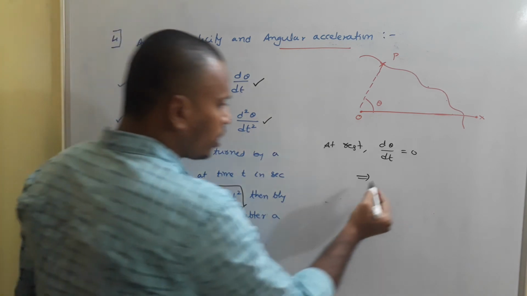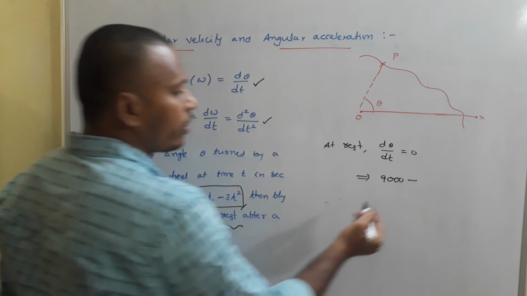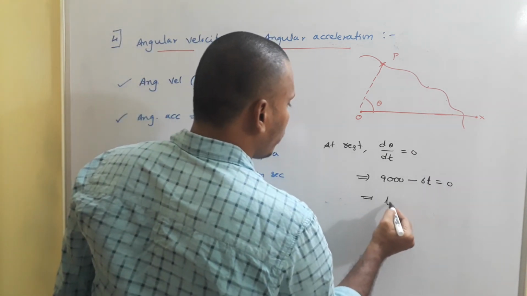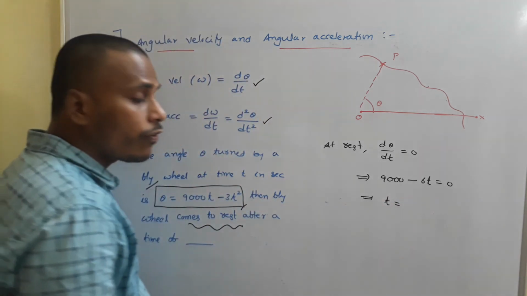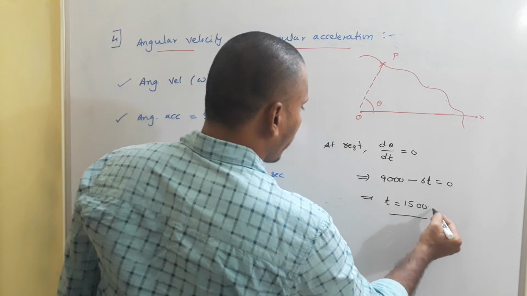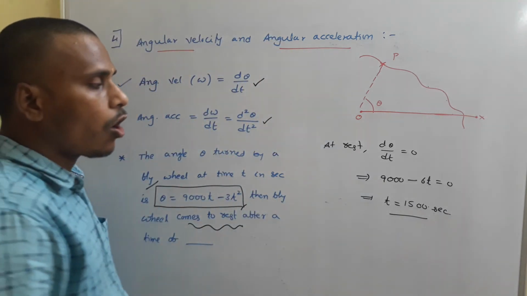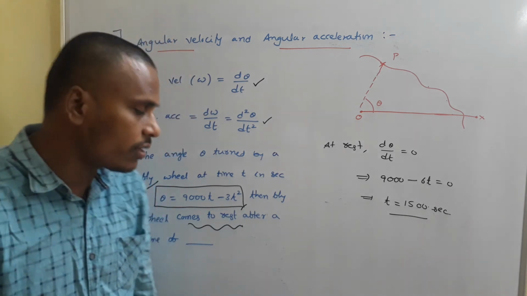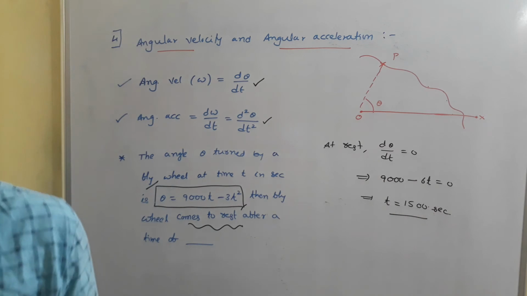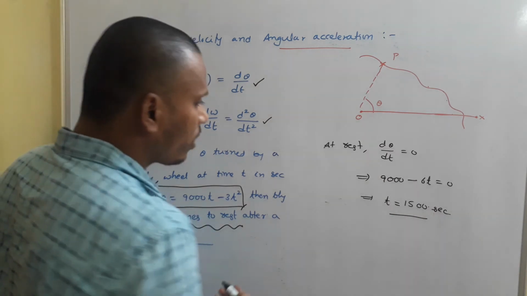Theta is given here as 9000 t minus 3t square, and its derivative: for 9000 t, the differentiation gives 9000 minus 3t square, which is 6t, equal to 0. From there, if you calculate, t is equal to 1500. At t equal to 1500 seconds, or after a time of 1500 seconds, the flywheel comes to rest according to the problem. Then our answer is 1500 seconds.